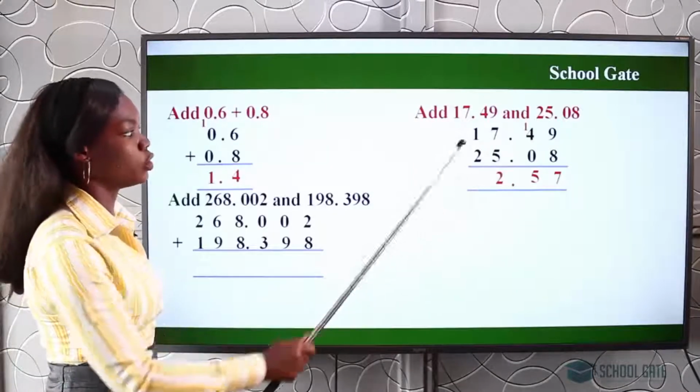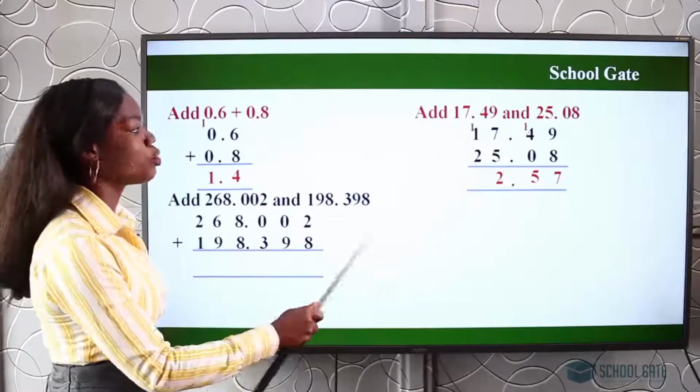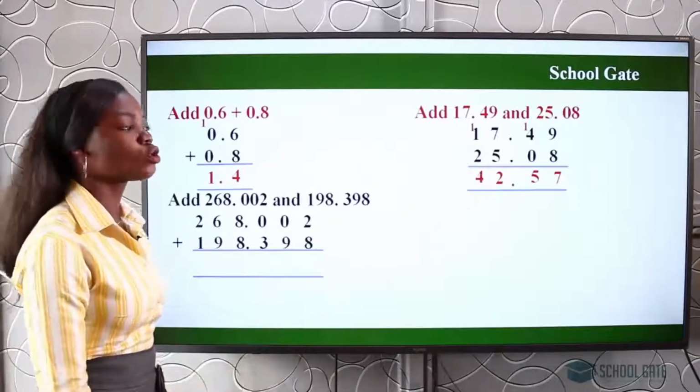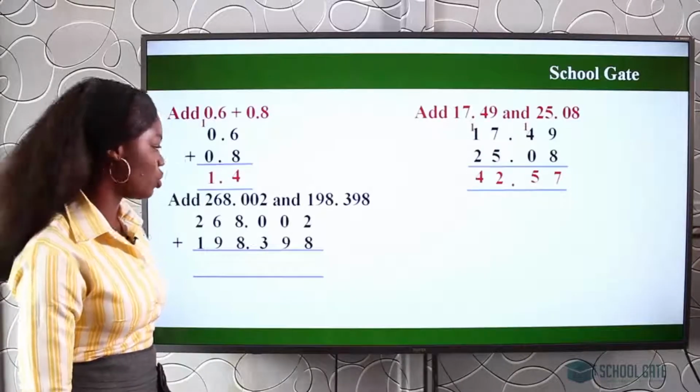7 plus 2 is 9... 7 plus 5 is 12. We have our 2. Carry 1 up. 1 plus 1 is 2, plus 2, making 4. So we have 42.57. Just the same way you do your normal additions, okay?